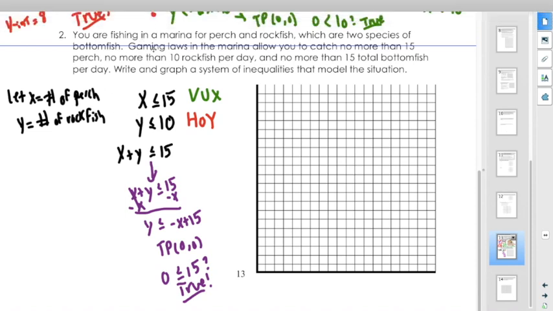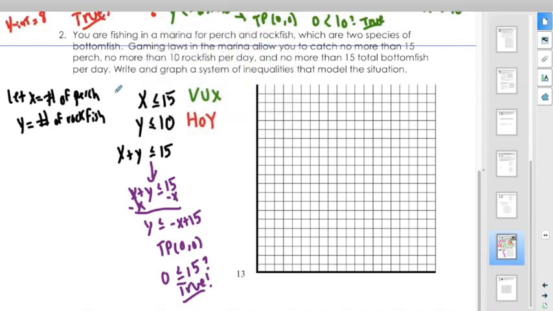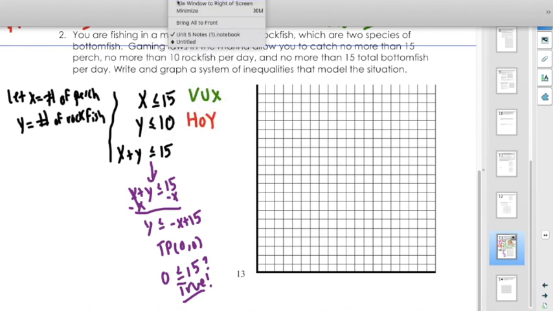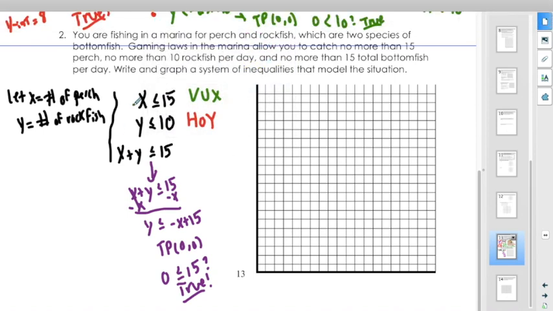Let's see. We still have to do test points for x and y as well. Right? We gotta do test points for those as well. Let's put a little line here. Let's do x is less than or equal to 15. Let's do this one over here. My test point.